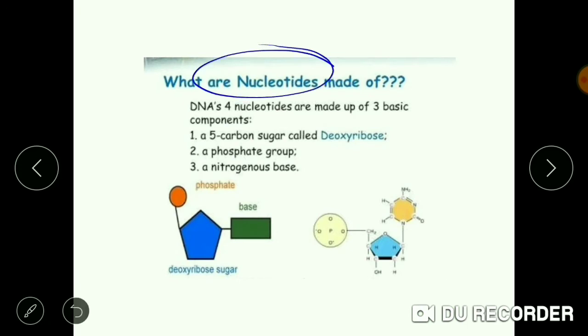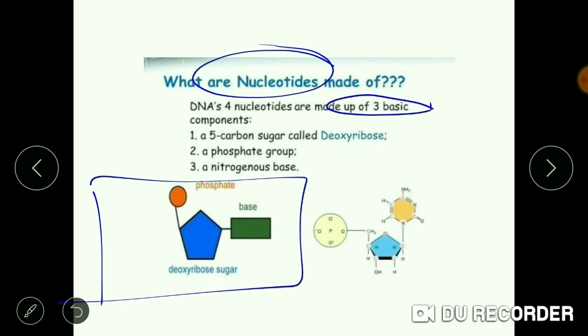Nucleotides are structures made up of three basic components. So this is the structure of a nucleotide, which is made up of three major components. First one is 5 carbon sugar, which is also known as pentose sugar. The name is pentose sugar because of the 5 carbons present in the sugar.